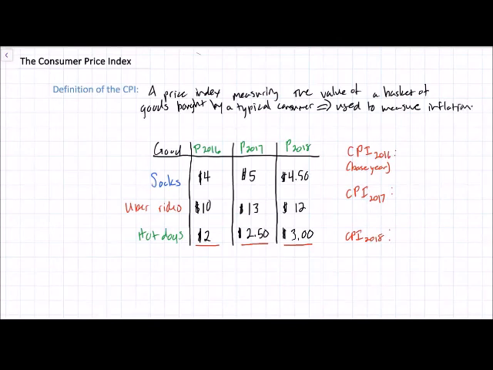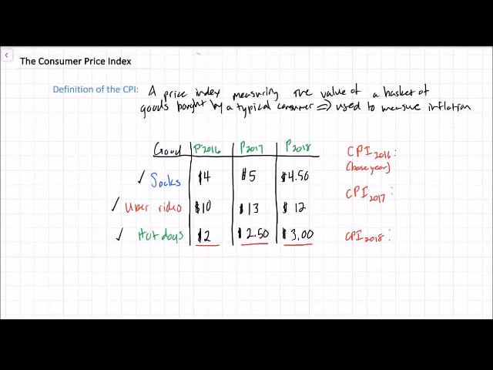To better understand how the CPI works, we're going to use a very simple example here. Let's assume that in a particular country, the typical consumer only buys 3 goods in a given year. It buys socks, it buys Uber rides, and it buys hot dogs. Of course, this is an oversimplification. In a real country, consumers would buy all sorts of goods. For the simplified example, however, we're assuming that the typical consumer only buys these 3 goods.